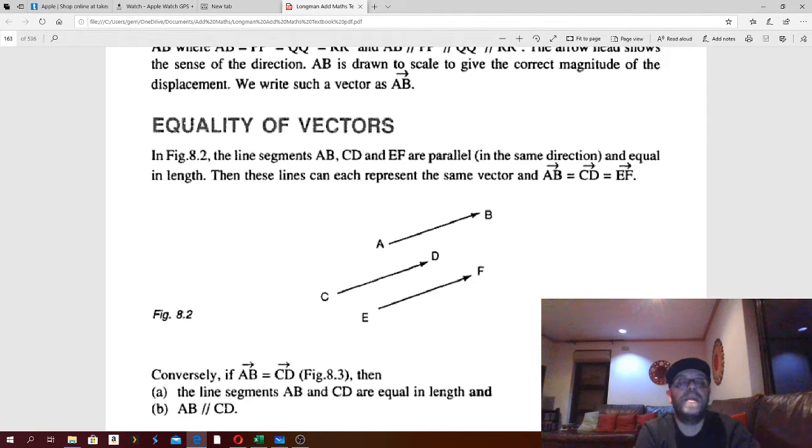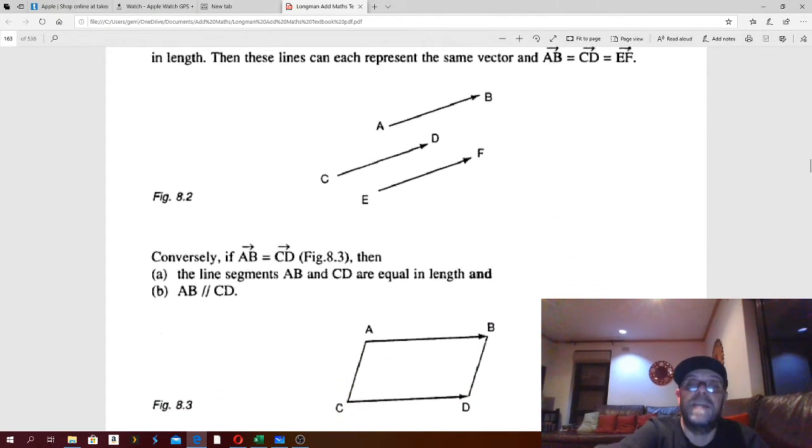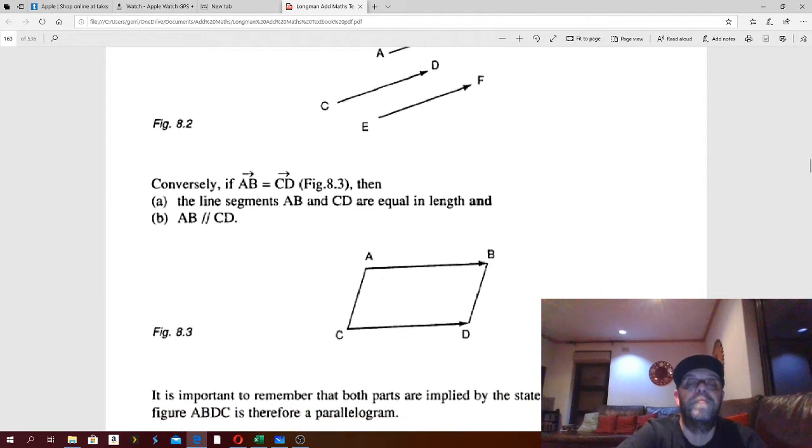Okay. So what this means is that if AB is equal to CD, then the line segments AB and CD are equal in length, and also that AB is parallel to CD because it is in the same direction. We could also say that CD is parallel to EF.